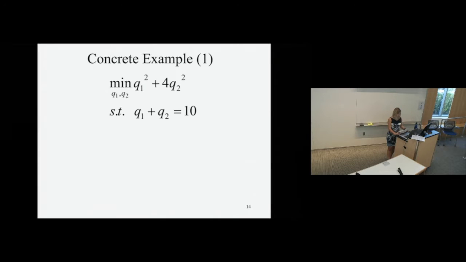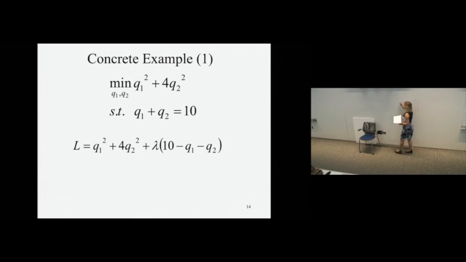So we write down the objective function. So L is going to be equal to our objective function, plus lambda, our Lagrange multiplier. Because it's our Lagrange multiplier, we're multiplying it by the constraint, which is going to be the right-hand side, 10, minus the left-hand side, Q1 plus Q2. Subject to our constraint. So we want 10.